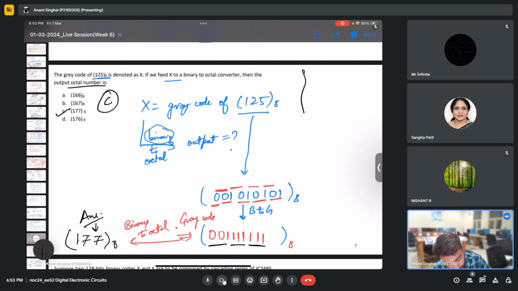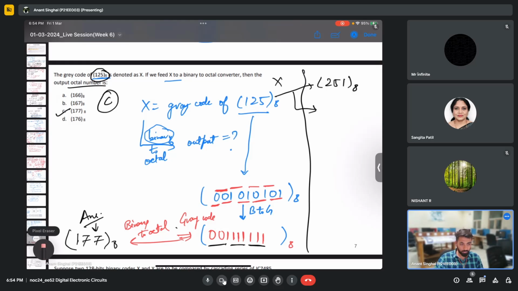So if you don't have any doubt, let's do an example quickly. Let's say I give you 251 maybe. Instead of 125, not 251, wait. Let's say okay, 251 only to the base 8. X is basically again the gray code of 251 to the base 8, and you need to find out the octal number. So quickly let me know what is the answer. You can take 2 minutes now because this is very easy, and type in the chat box.